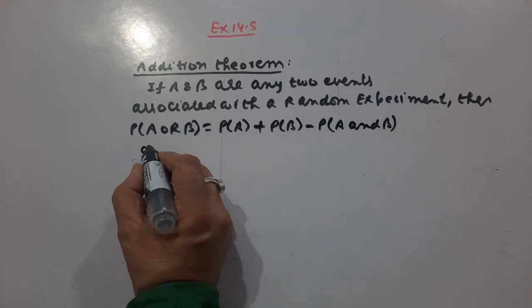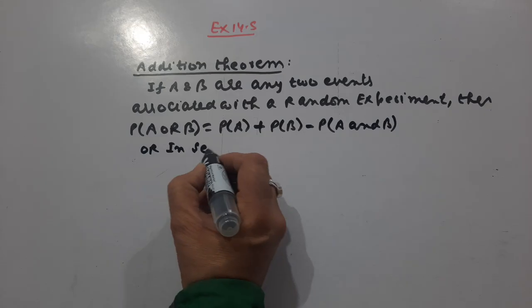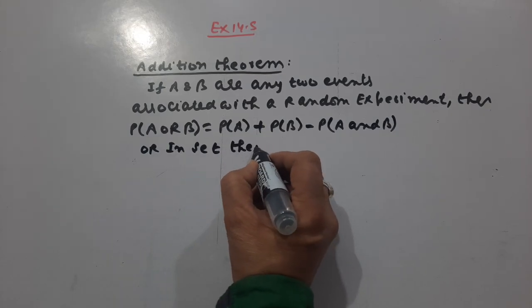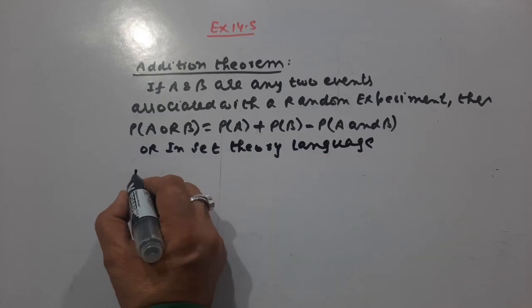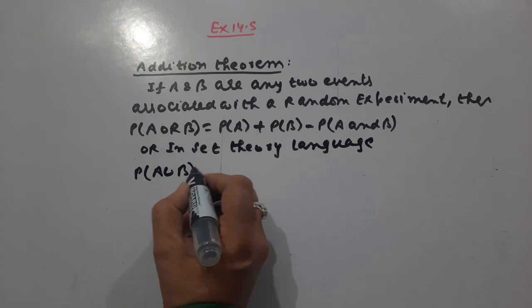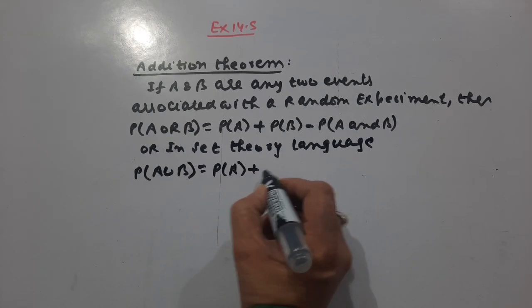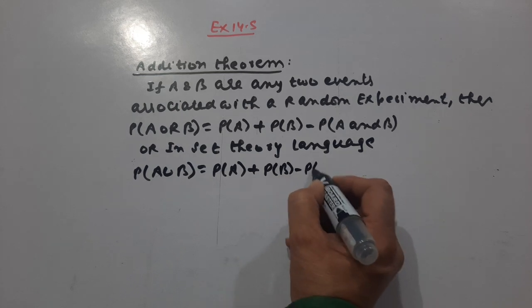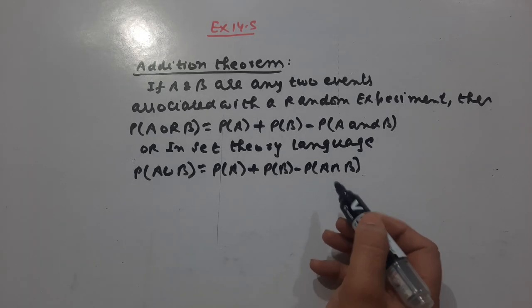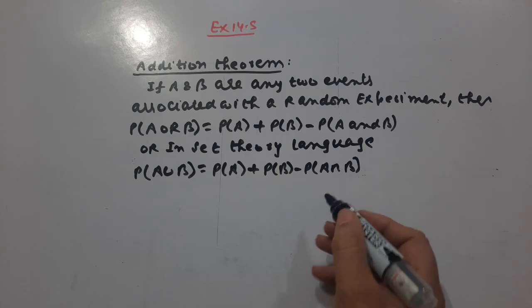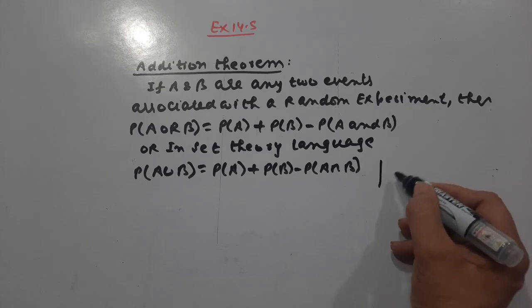or in set theory language, we can write P of A union B is equal to P of A plus P of B minus P of A intersection B. So P of A union B equals P of A plus P of B minus P of A intersection B. And students, if the events are mutually exclusive, then P of A intersection B is phi.